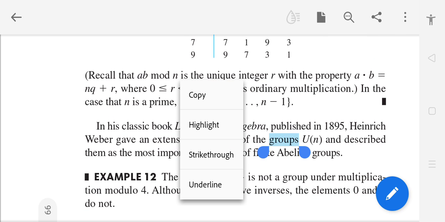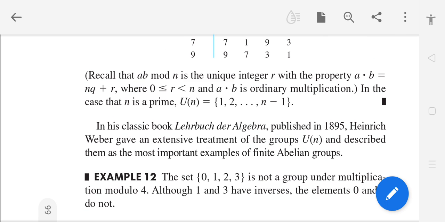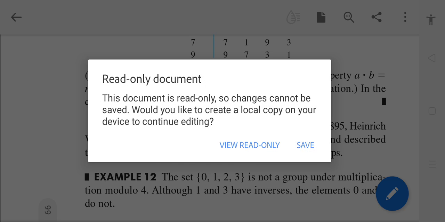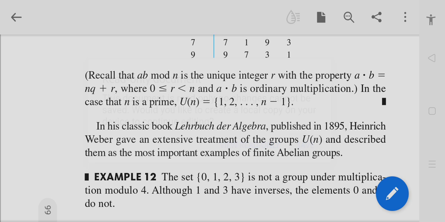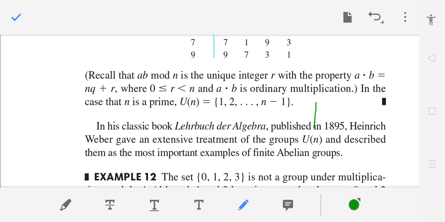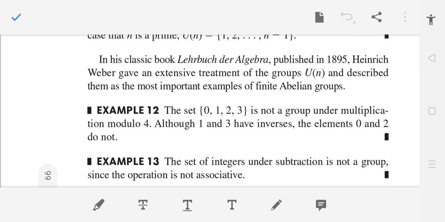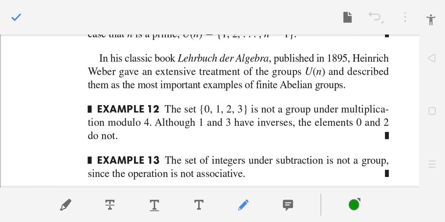So example number 12. In this case, the set {0, 1, 2, 3} is not a group under multiplication modulo 4. Why is it not a group? Because only 1 and 3 have inverses. What is the inverse of 1?